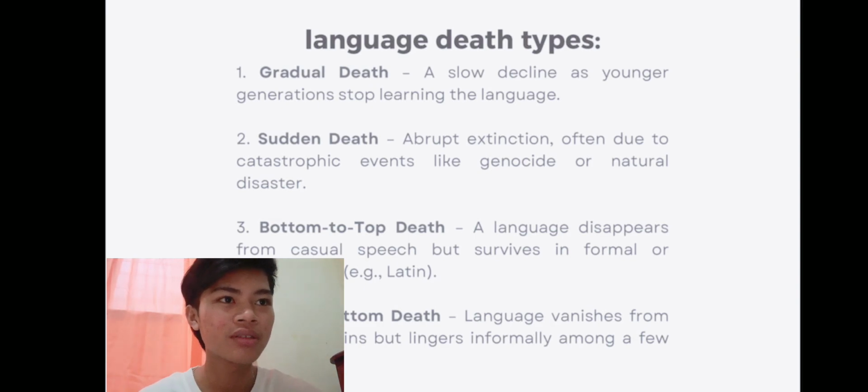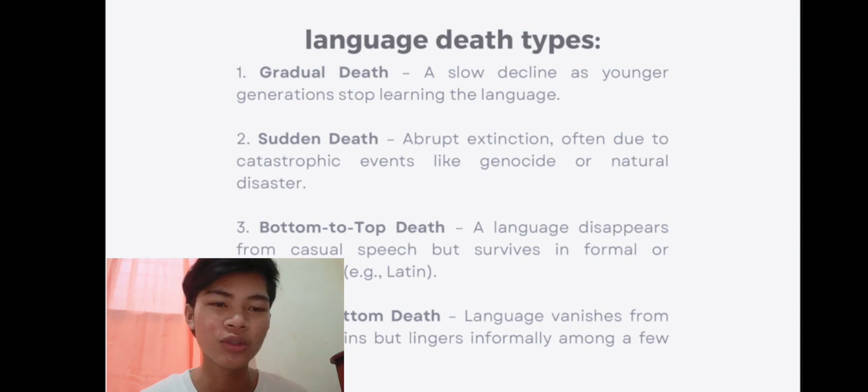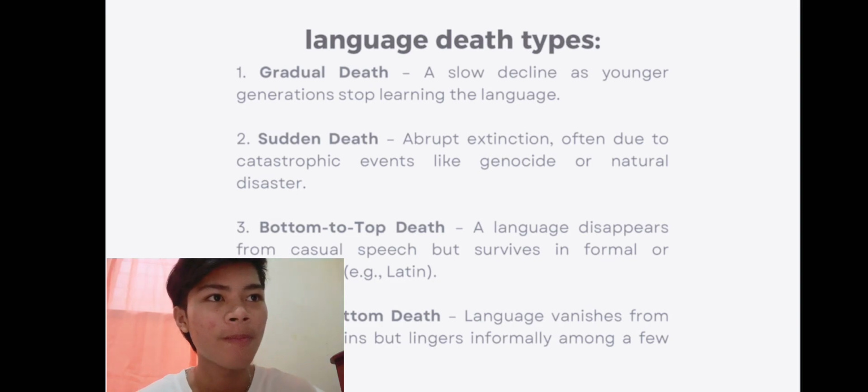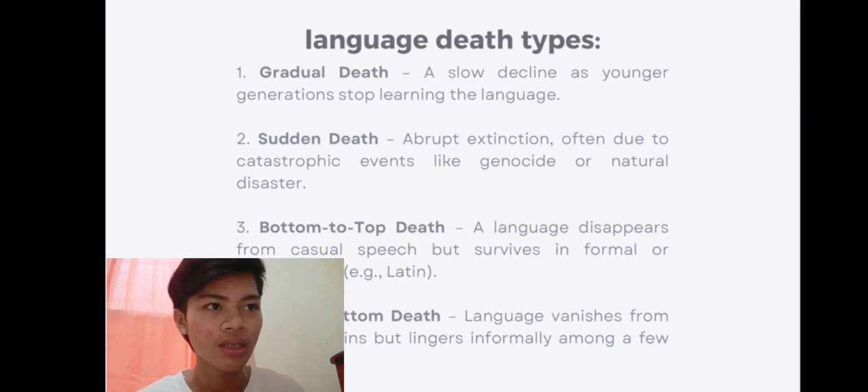And number three, bottom to top death. The language disappears from daily life but stays alive in certain formal settings, like religious rituals or ceremonies. Latin is an example, or Aramaic. Greek also is an example. Number four, top to bottom death, the opposite of the previous one. The language is no longer used in official situations but still survives informally between some speakers.